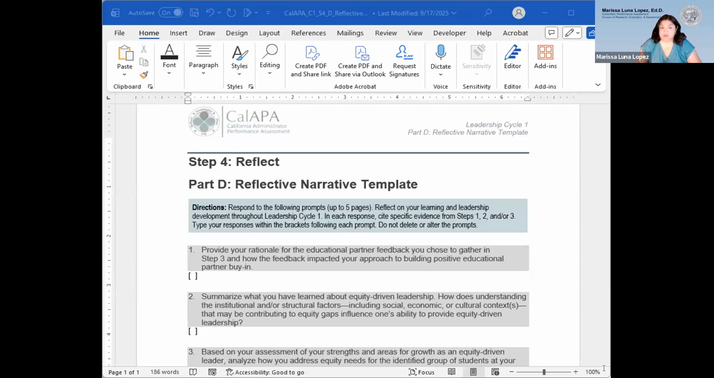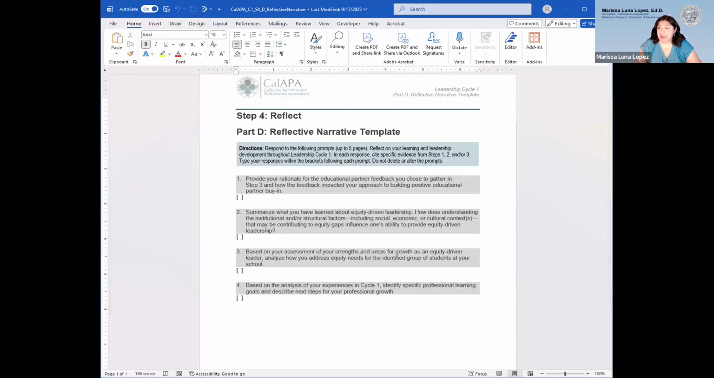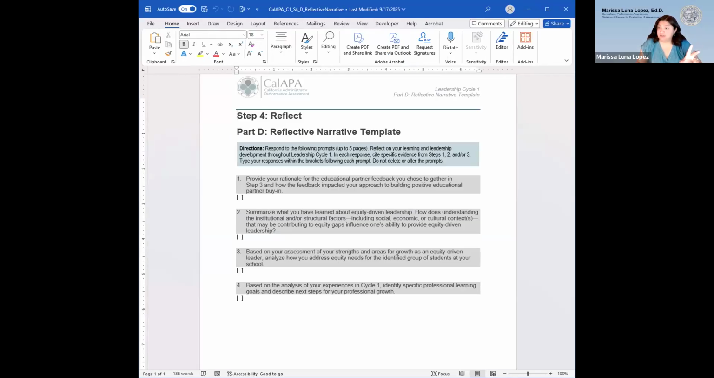So the candidate would provide their rationale for the educational partner feedback they chose. That goes to the first construct in that rubric. Then they're going to summarize what they've learned about equity-driven leadership. How does understanding the institution and the structural factors that may be contributing to equity gaps influence one's ability? That goes to some of the next set of constructs.